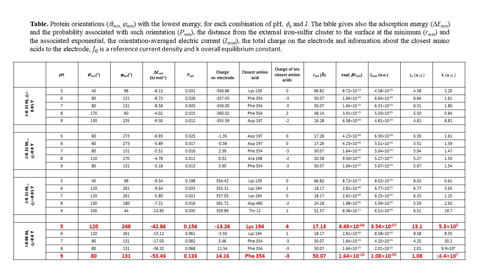And here I report all the information. For example, I report the values of the energy, the closest amino acid to the surface of the electrode, the ten closest amino acids, the minimum distance, and also the values of the current and the value of K that I mentioned previously in the slides.